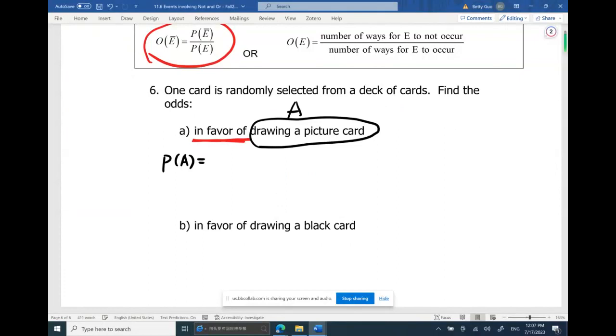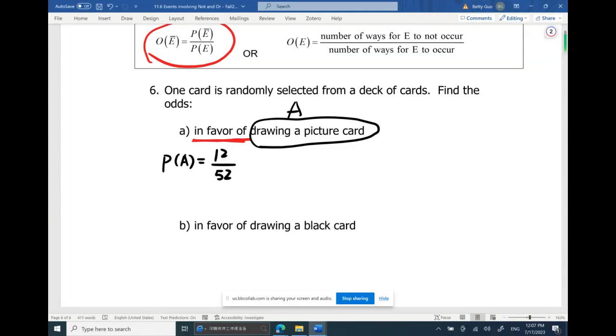So whenever you need to find the odds of an event, you need to find the probability of the event and the probability of the complement of the event. So if we let A be drawing a picture card, among the 52 cards, how many picture cards? 12.